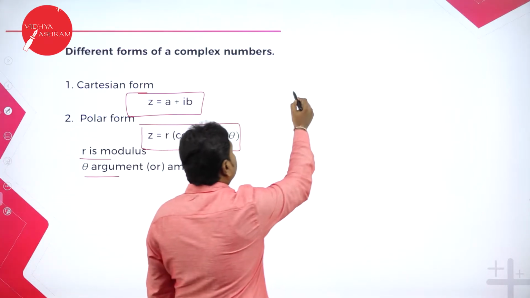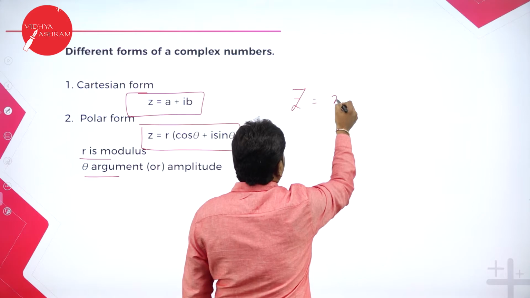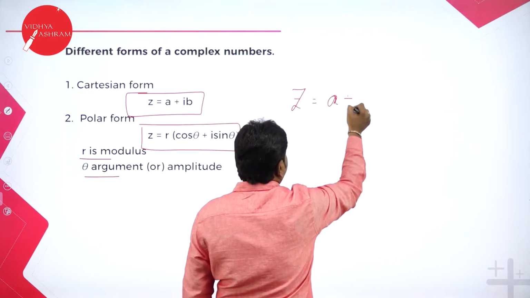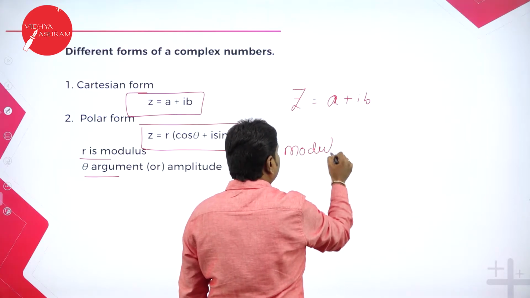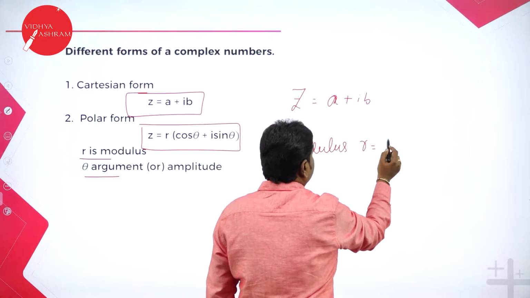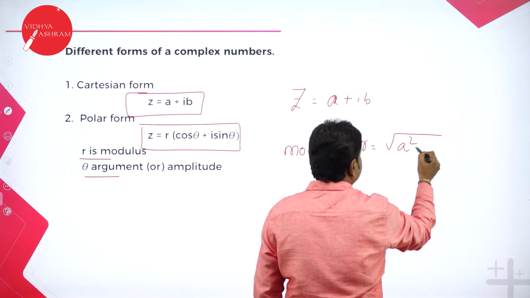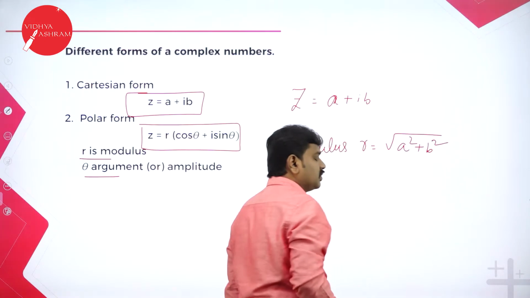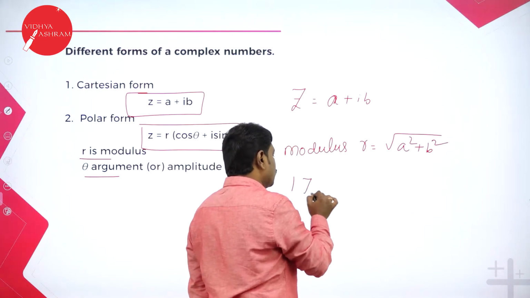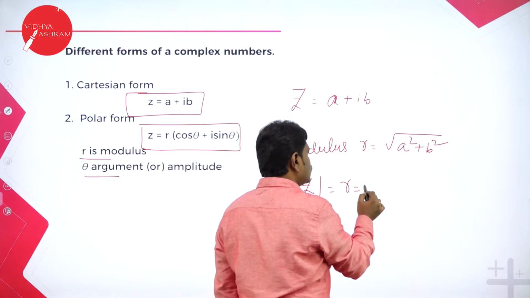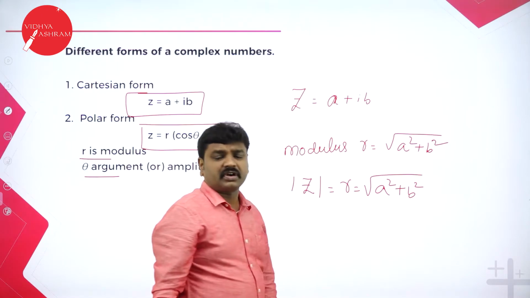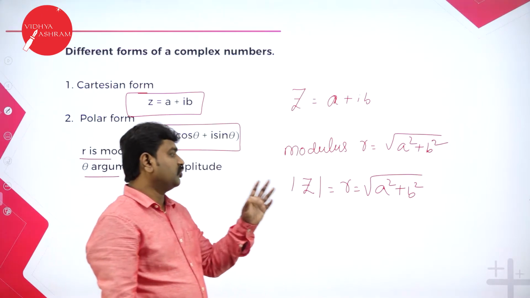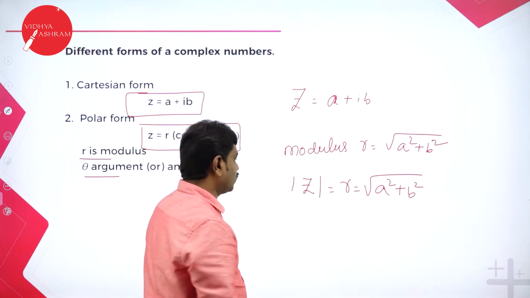So remember, if I give z as x plus iy or a plus ib, first you find the modulus. How to find modulus? R, that is root of a square plus b square. The modulus of a complex number, mod z, or I can also say r, is root of a square plus b square. You will get the modulus. We can call it r.